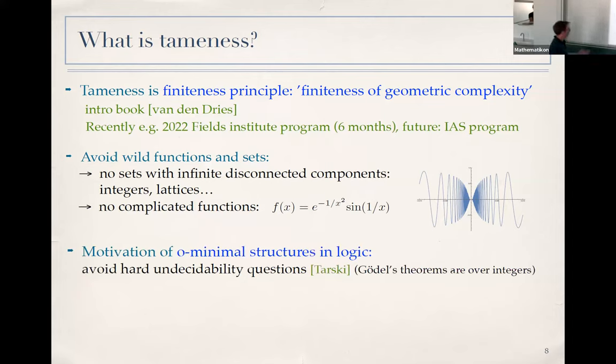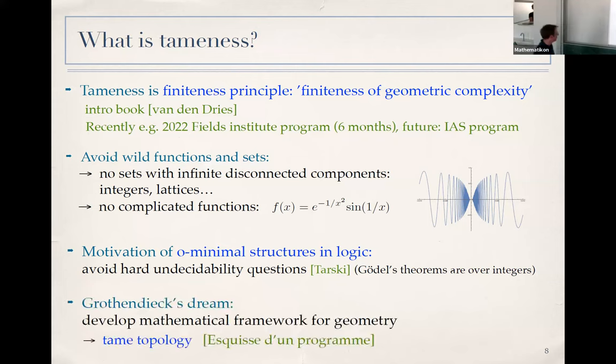Now, the interesting part, as I already mentioned, is that the motivation came from logic, and it actually came from trying to avoid difficult questions about undecidability, like Gödel's theorems of undecidability. This, as you probably all know, is about the integers. So if you get rid of the integers, then you have a better chance to be decidable. But you want to focus on another property rather than undecidability. Now, why is it maybe most interesting to this workshop? It actually realizes Grothendieck's dream of having a mathematical framework for tame geometry.